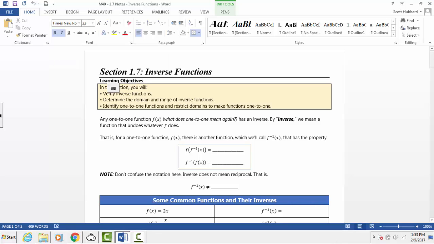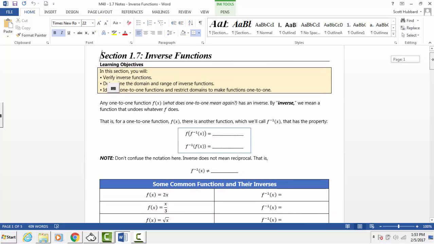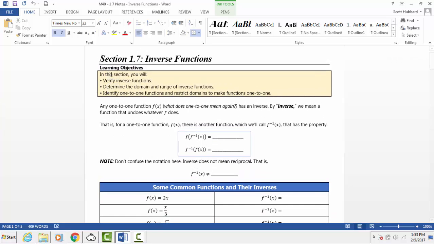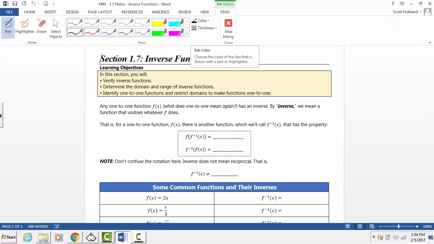Okay, hi class. So we're doing the last section in chapter 1, inverse functions. Here we're going to be just kind of introducing the topic of what an inverse function means. And again, hopefully it's a little bit of review. And then we're going to be talking about the domain and range. So we'll hit that again. And then the last thing is we'll identify one-to-one functions.